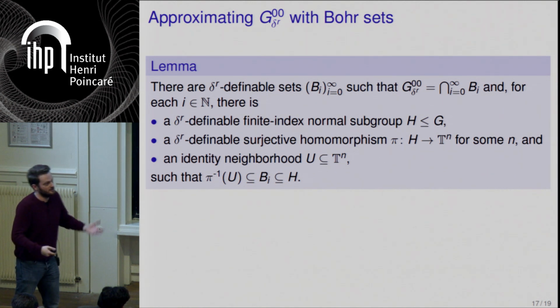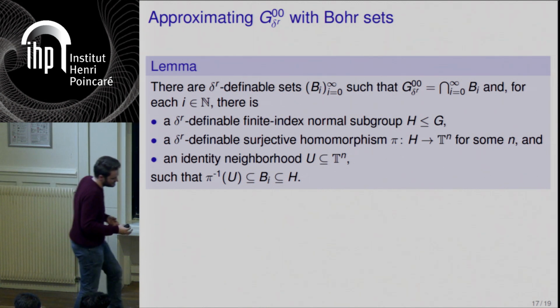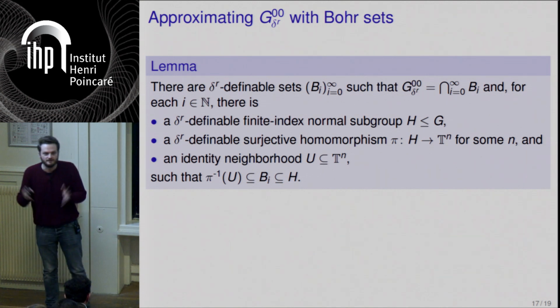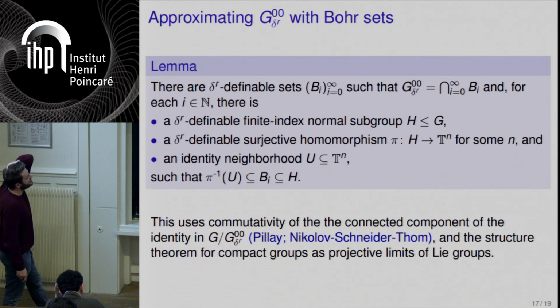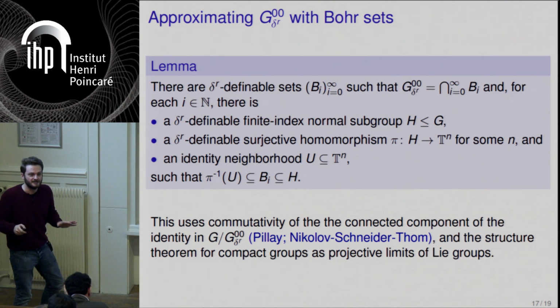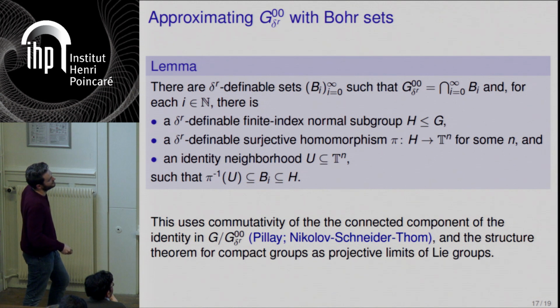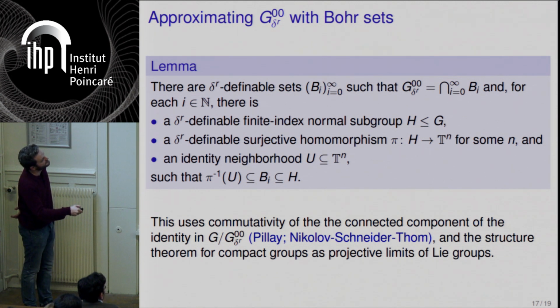This may not look so interesting if you haven't looked at stuff like this, but in the infinite group setting it's what you might call a Bohr set. It's a subset that contains the pullback of an identity neighborhood under a homomorphism to a compact group, in full generality. And so we can get this in the upstairs case. This uses commutativity of the connected component of the identity in the compact group G mod G00, which very much depends on the group being pseudofinite again. This is a result about pseudofinite groups that was basically proven enough for this case, and then it was generalized by Nikolai Schneider and Tom. And then we use the structure theorem for compact groups as projective limits of Lie groups. So the commutativity plus Lie groups is where these tori are showing up.